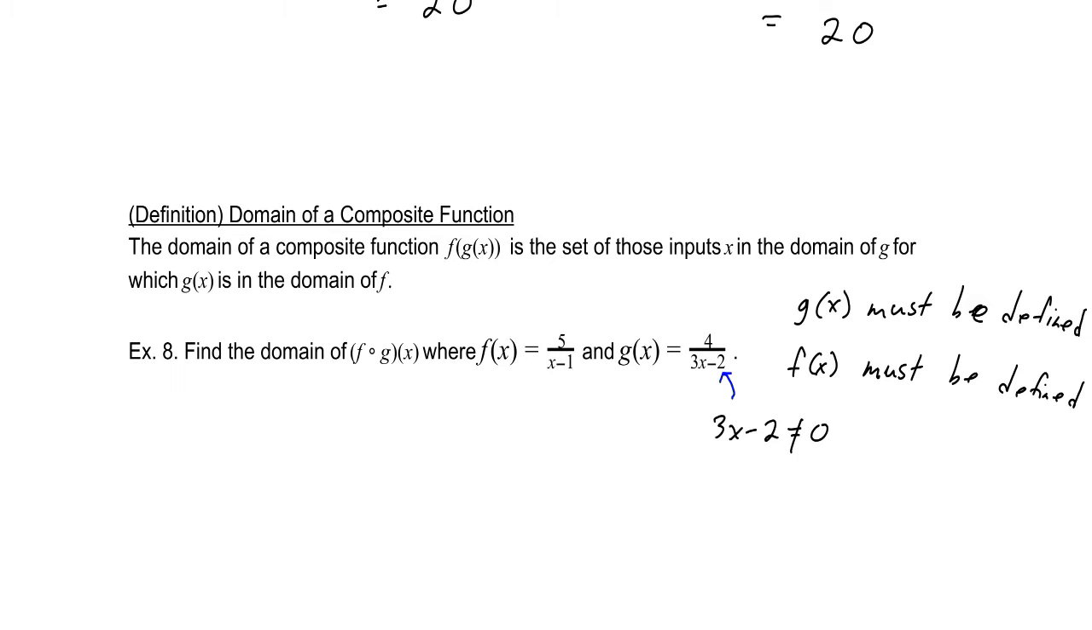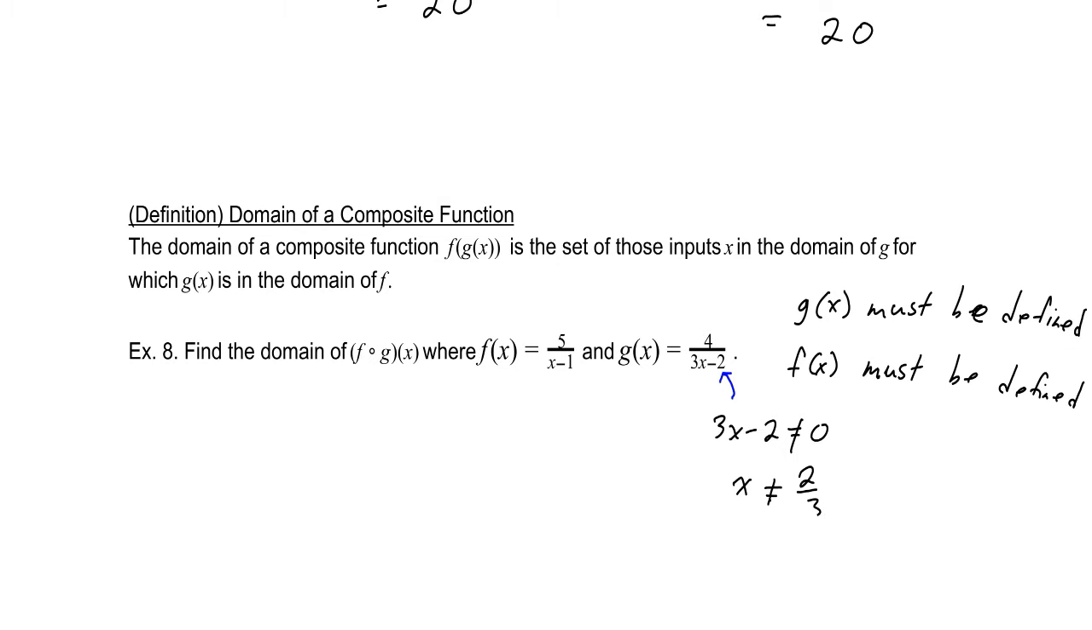Well, adding 2 and dividing by 3 tells us that x cannot be 2/3. That value is not in our domain. Now next, we need to verify that this right here, x minus 1, is not equal to 0.